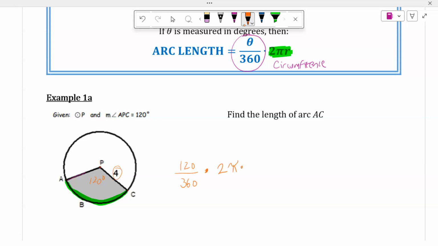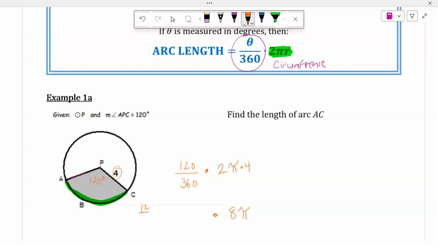So times 4. A little bit of simplifying here. Well, the circumference is going to end up being 8 pi, because 4 times 2 is 8, and then we leave that pi as is. Again, a lot of the directions are going to say leave it in an exact form. So that means just leave the pi as it is instead of changing it to 3.14 and timesing it by 8. Now, 120 over 360, we can reduce that.